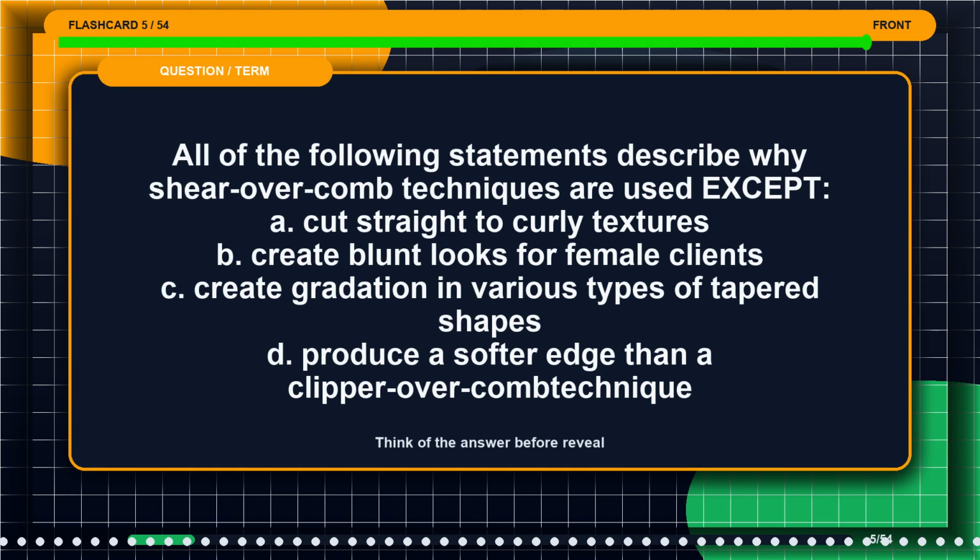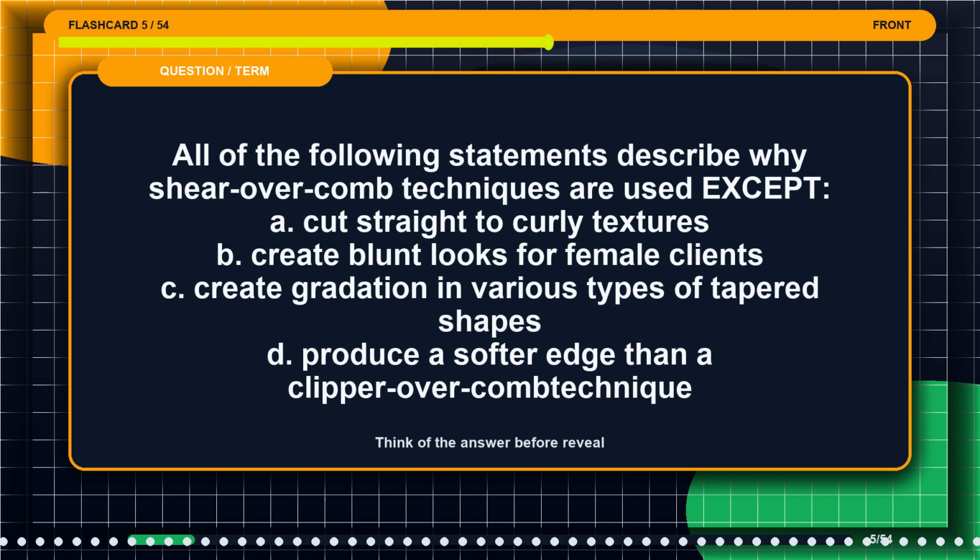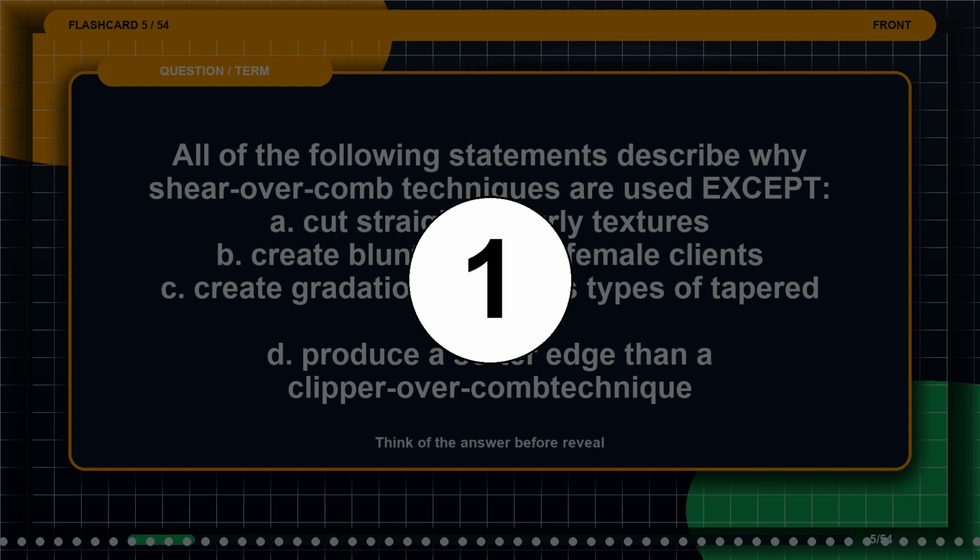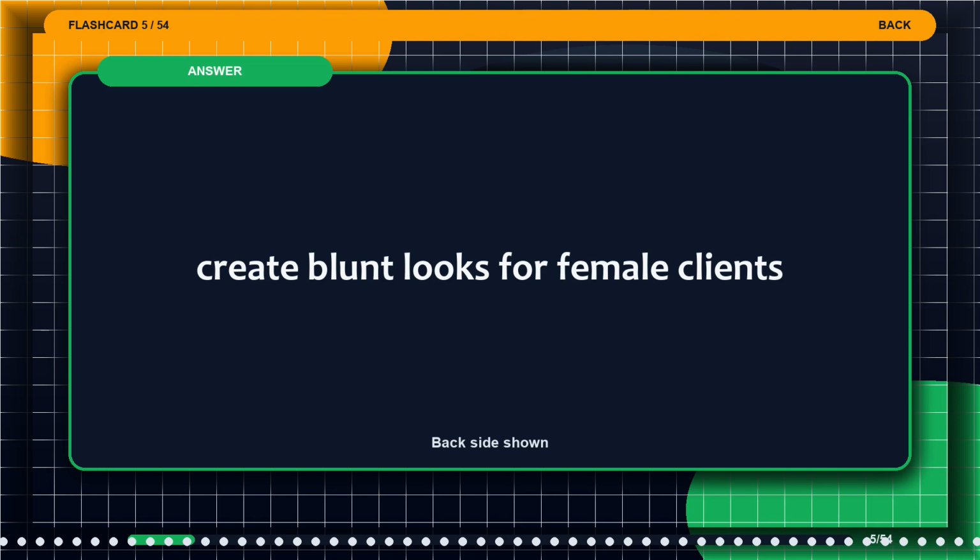Flashcard 5. All of the following statements describe why shear-over-comb techniques are used except A. Cut straight to curly textures, B. Create blunt looks for female clients, C. Create gradation in various types of tapered shapes, D. Produce a softer edge than a clipper-over-comb technique. Pause and think of the answer before the reveal. The answer is create blunt looks for female clients.